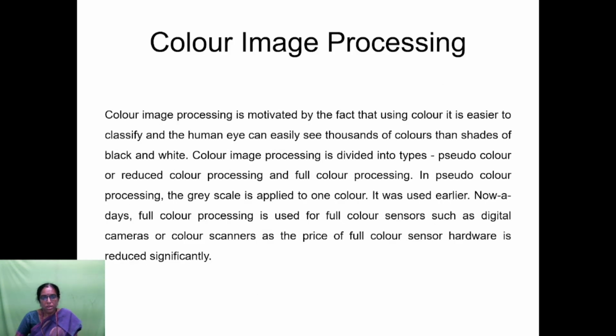Color image processing. Color image processing is motivated by the fact that using color, it is easier to classify. The human eye can distinguish thousands of colors more easily than shades of black and white. So it is divided into two types: pseudo color or reduced color processing, and full color processing. In pseudo color processing, grayscale is mapped to color. It was used earlier. Nowadays, full color processing is used for full color sensors such as digital cameras or color scanners.